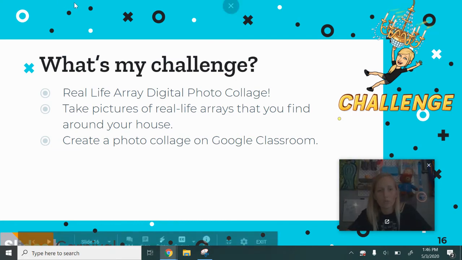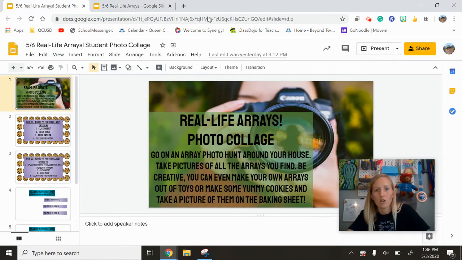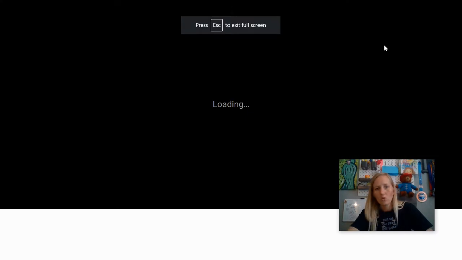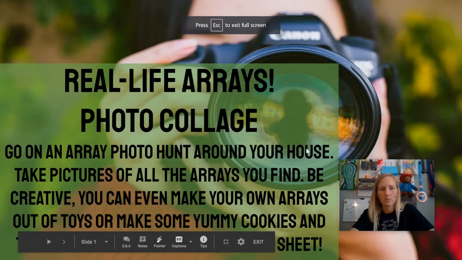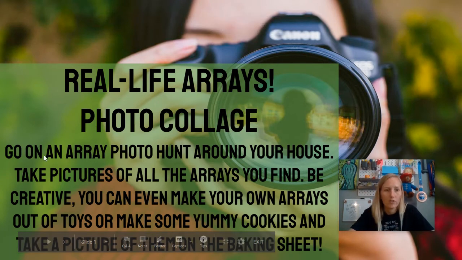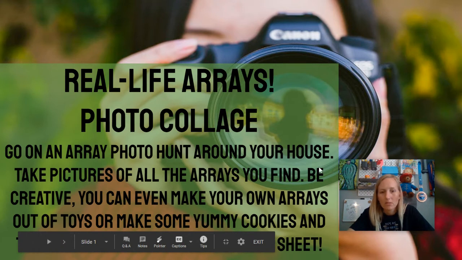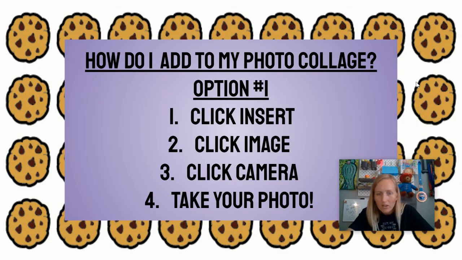So I'm going to go over to your Google Classroom and show you what it's going to look like on your side of it. So when you go here to Google Classroom, you're going to open up this one, and it's going to have your instructions on the first page. Go on an array photo hunt around your house, take pictures of all the arrays you find. Be creative. You can even make your own arrays out of toys or make some yummy cookies and take a picture of them. Now, there's a couple ways to upload them to this Google Slides that we have here.